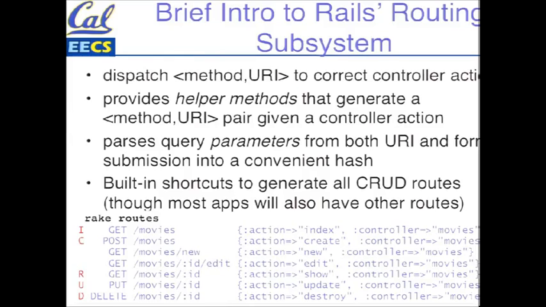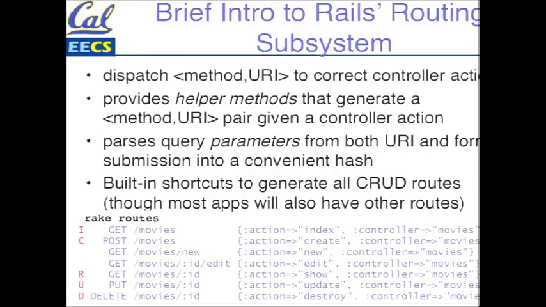When you're generating views, you also may need to go the other way. For example, if you want to generate a form which, when the user fills it out, is going to cause some existing movie to be updated, that form has to contain a URI that will take you into the correct update action with the correct movie ID. Rather than you having to construct all that by hand, the routing subsystem also gives you some shortcuts to help you do that.